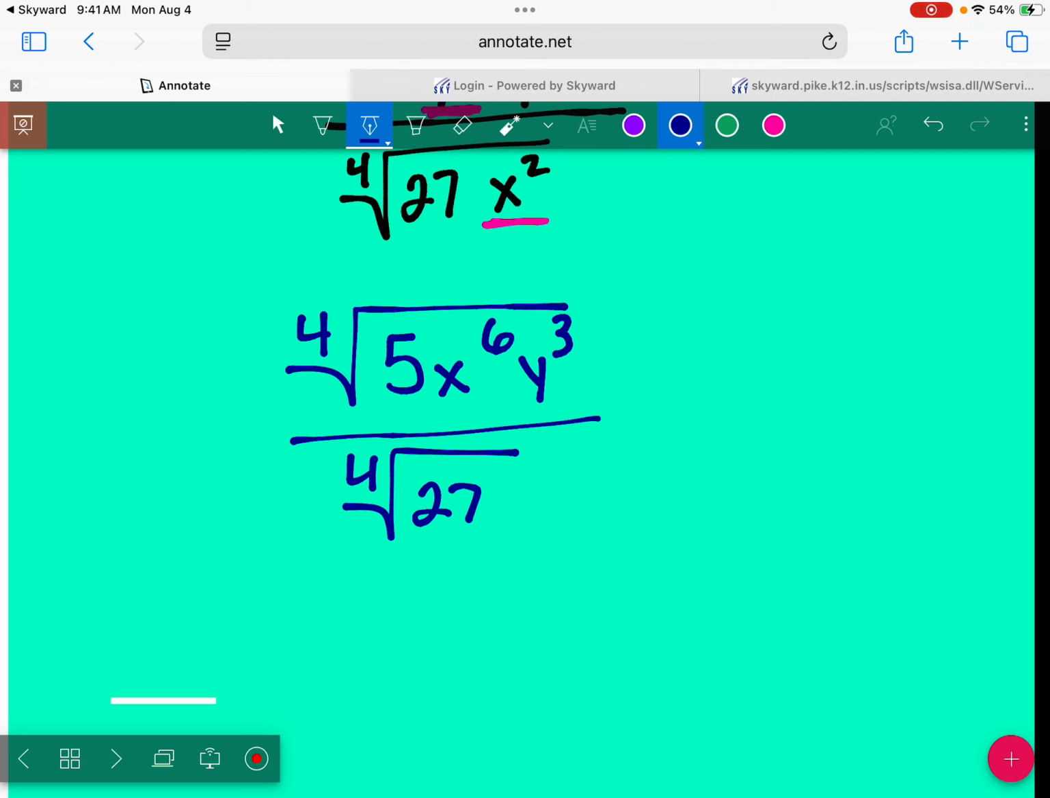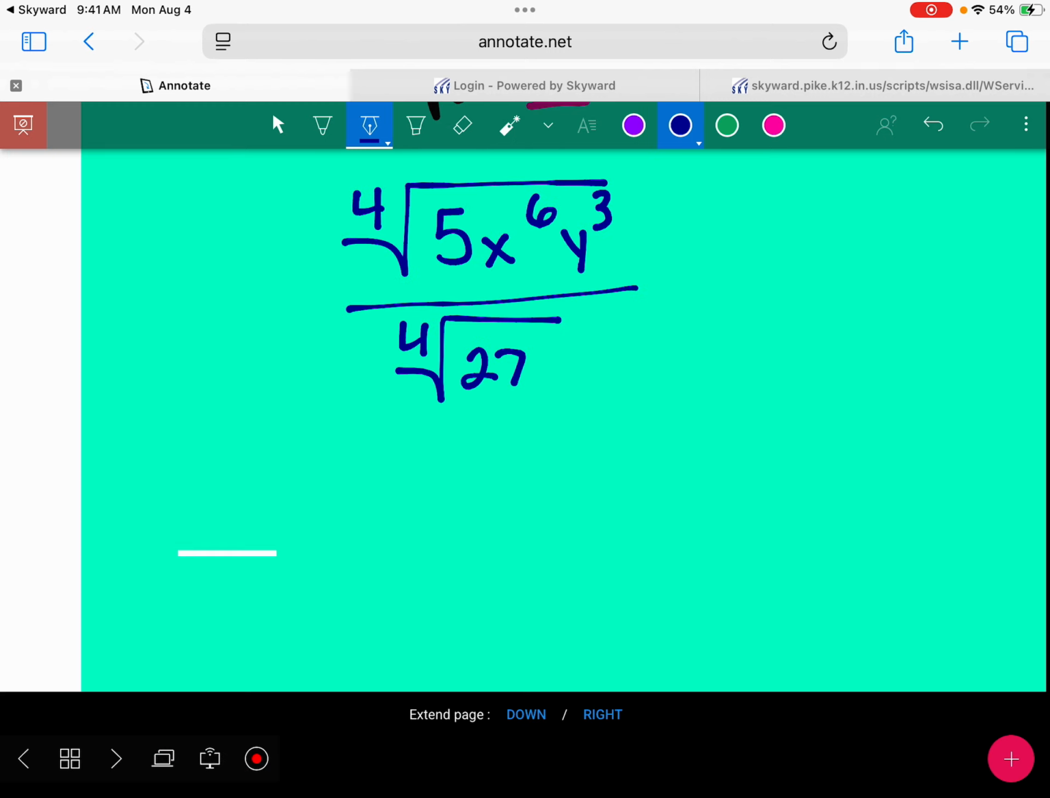There we go. Fourth root of 5x to the 6th y cubed over our fourth root of 27. That's totally valid. What do we know about 27? It's not a perfect fourth, but what is 27? A perfect cube, perfect third. So I could rewrite 27, and this is going to help us see something here.